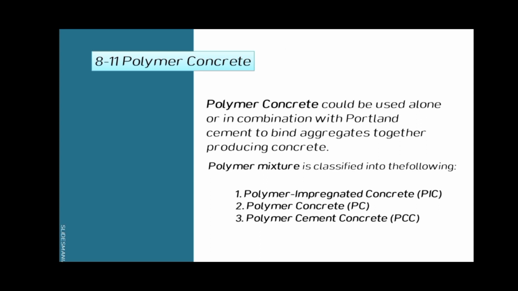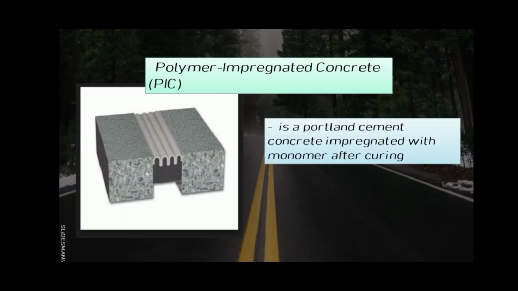Polymer concrete. Polymer concrete could be used alone or in combination with Portland cement to bind aggregates together, producing concrete. There are three types of polymer mixture, classified into the following. First, polymer impregnated concrete or PIC. The second, polymer concrete or PC. And lastly, the polymer cement concrete or PCC.